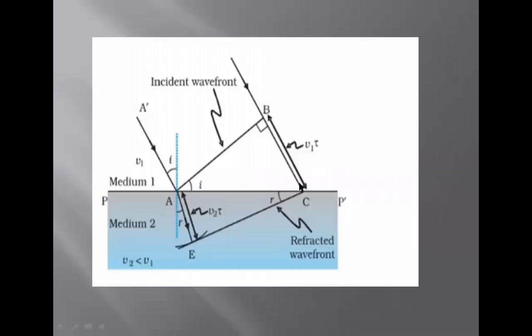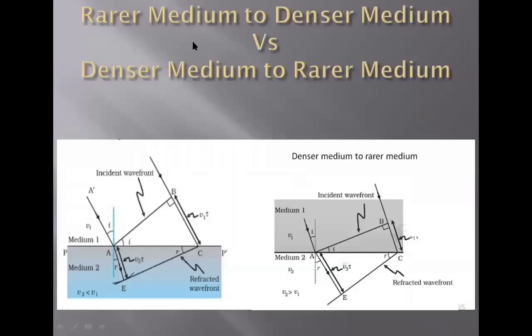Okay. In the last video that we have already seen, this is air, which is a rarer medium, and this is water or glass, which is a denser medium. So the light is penetrating from a rarer medium to a denser medium. As you can see, this blue color is a denser medium, right? So this is what we have discussed in the last video. And there is a small comparison between rarer medium to denser medium and denser medium to rarer medium.